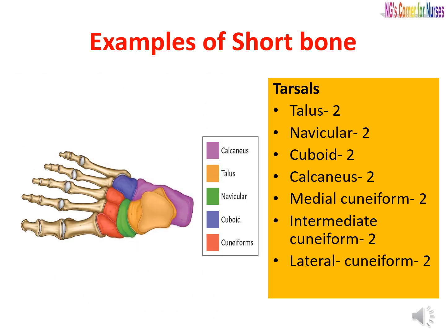And the tarsals of both lower extremities. Tarsals include talus 2, navicular 2, cuboid 2, calcaneus 2, medial cuneiform 2, intermediate cuneiform 2 and lateral cuneiform 2. So, the total number of short bones is 28, including the bones of carpals and the bones of tarsals.